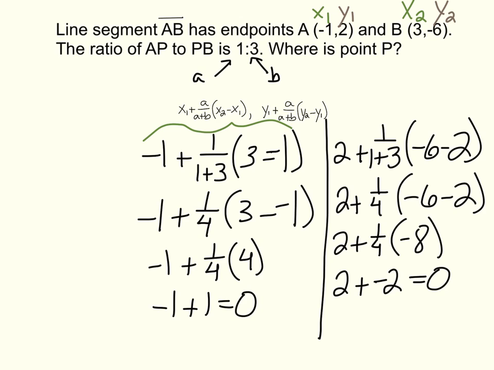So using our formula, we once again found that the point that's 1/4 of the way from A to B is going to be 0, 0. That will occur at the origin.